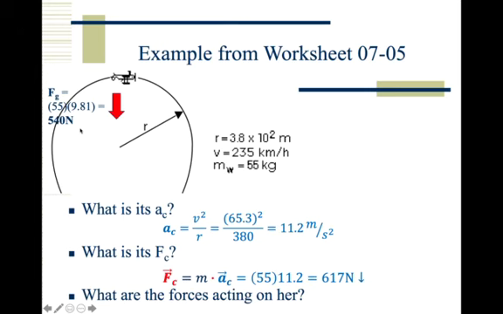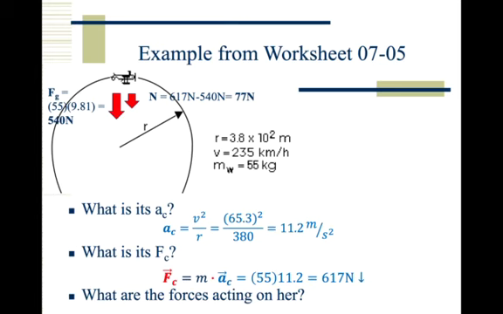540 newtons isn't enough to actually keep her going in that circular path. She needs 617. To keep her going in this circular path, we need some additional downward force. And you might say, whoa, wait a second. What kind of downward force could act on her? In this case, it's probably her seat. Her seat is actually pushing downward on her, giving a normal force downward to provide the extra force needed to keep her going in a circular path.